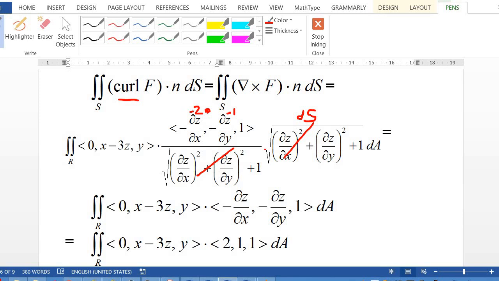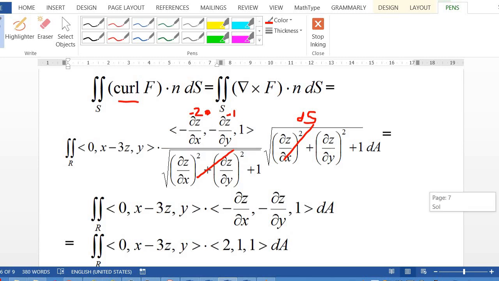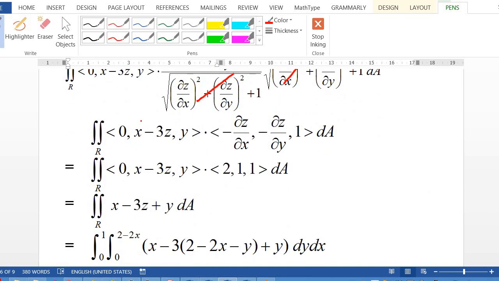For the unit normal vector which is pointing up, component k is positive. For the unit normal vector pointing down, component k is negative. Component j, this is positive del z del x, positive del z del y. Okay. So this is the curl of f dot with the normal vector dA.